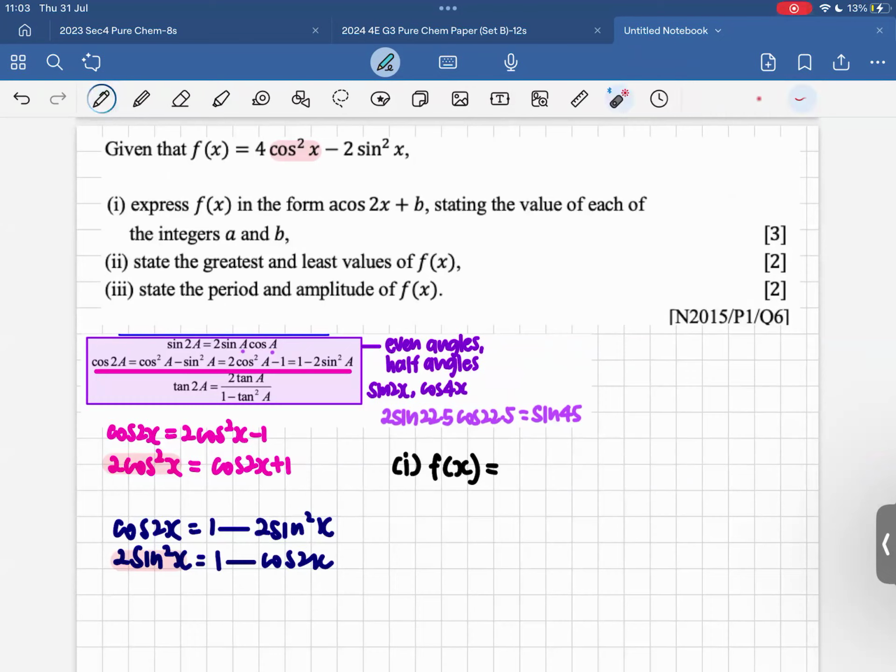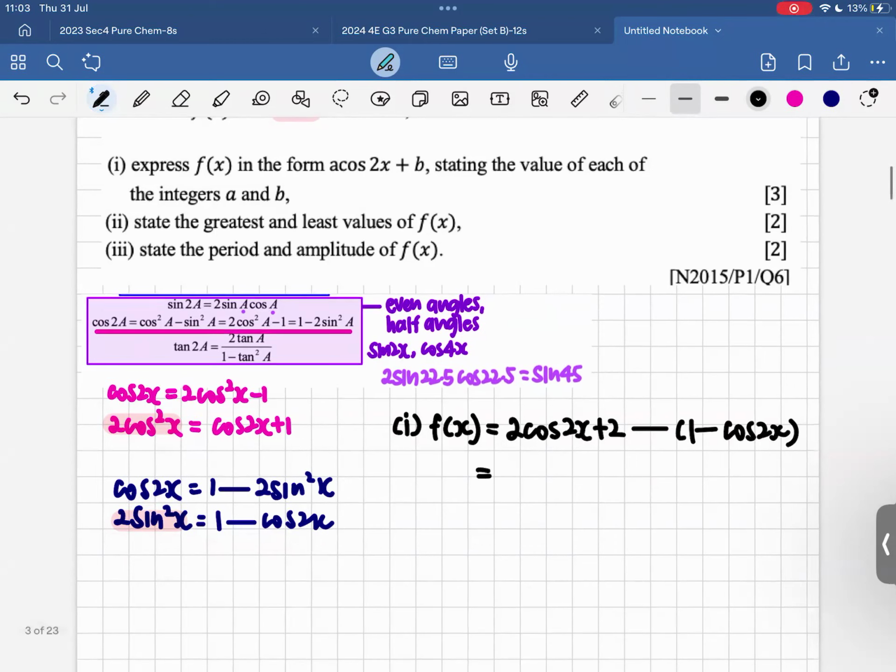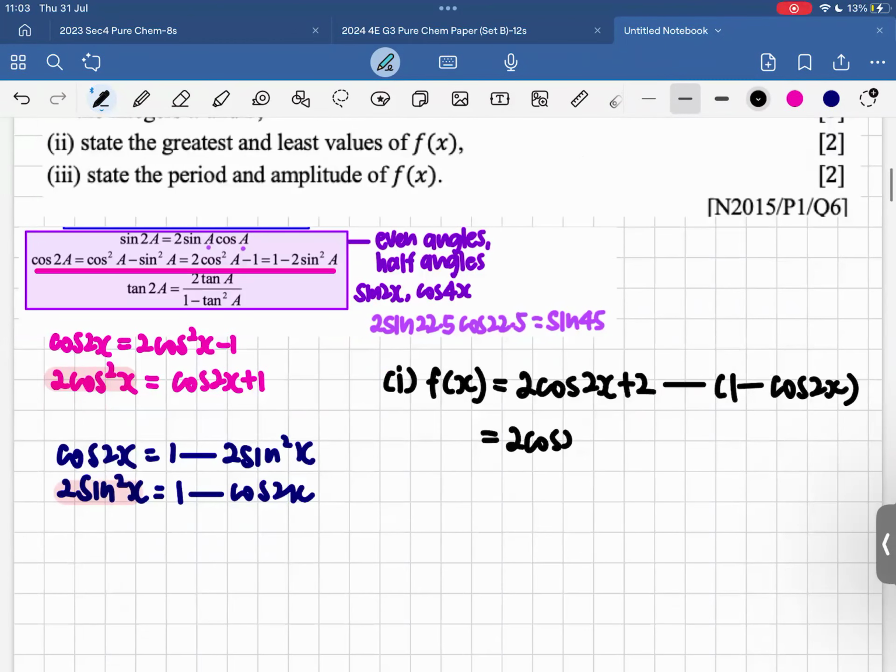So this one is 4 cosine square. This one is 2, right? So just need to times 2 to this guy. Then after that, what we're going to minus is this one here. Same, no different, but put a bracket. 1 minus cosine 2x from here. Okay, so this one here is 2 cosine 2x plus 2 minus 1 plus cosine 2x. So this one here will be 3 cosine 2x plus 1.